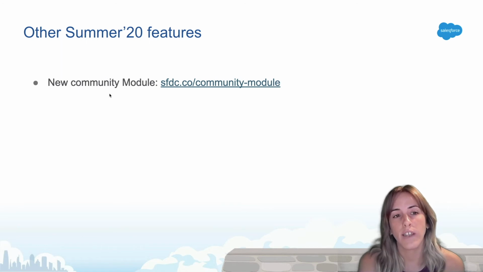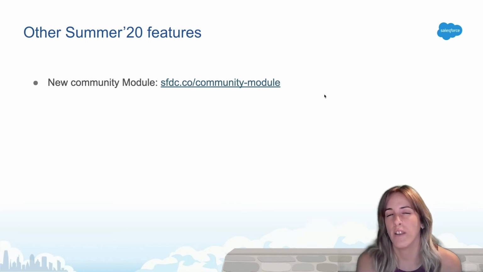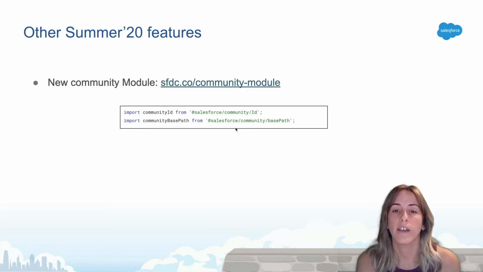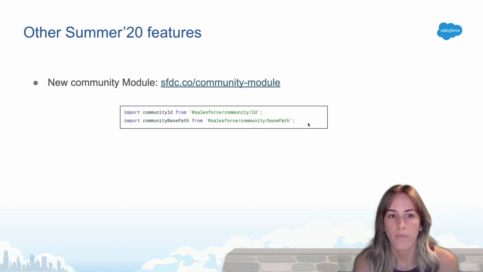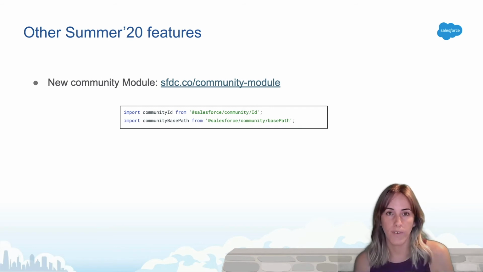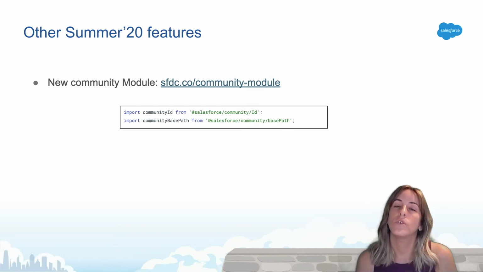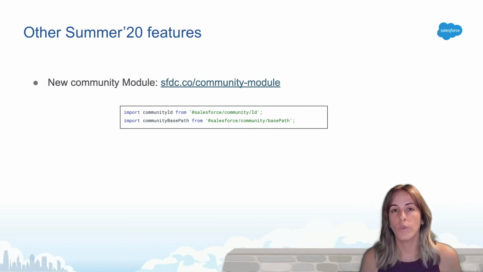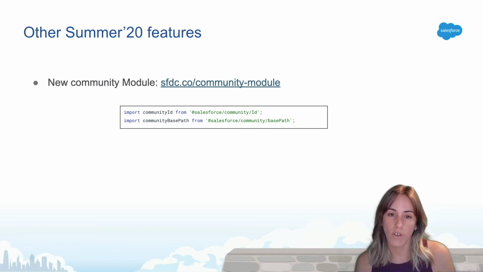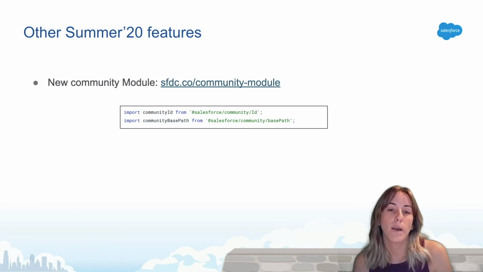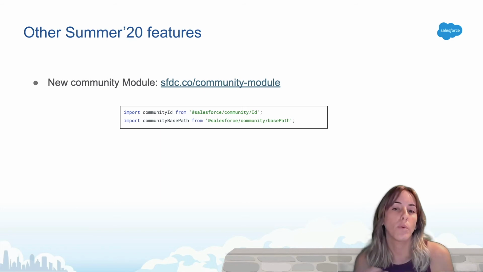So the first one is a new community module. Well, there are two new community modules that have been released: Salesforce Community ID and Salesforce Community Based Path. This allows you to detect the community in which the Lightning Web component is being visualized. And I think this is going to be really useful in the case that you have several communities and you are using the same Lightning Web component in the different communities.